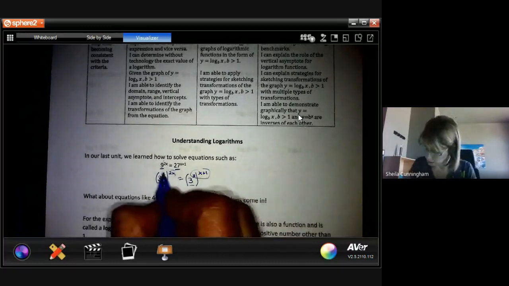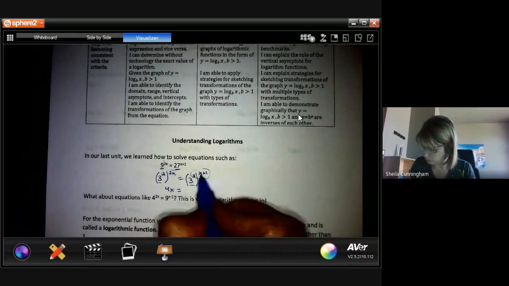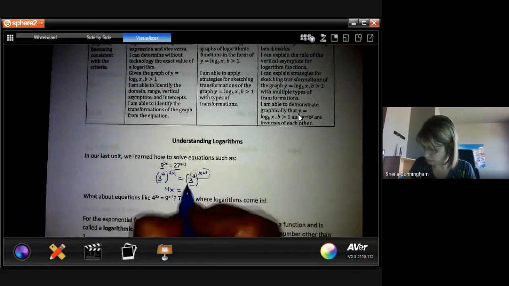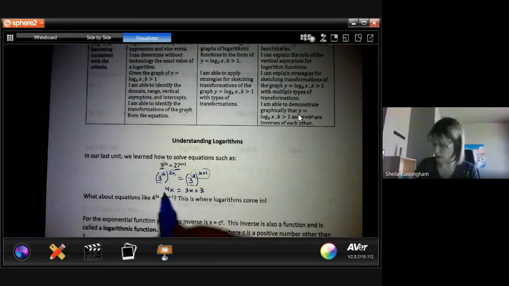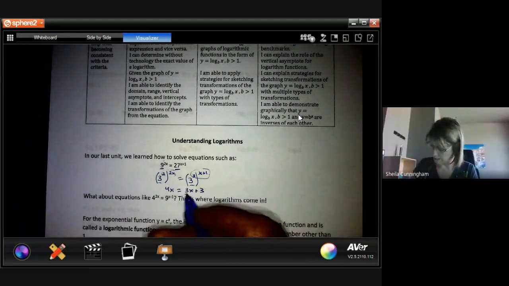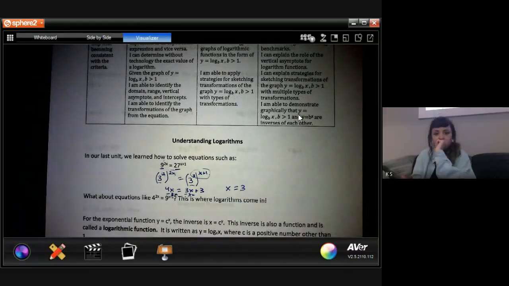And we would get, well, 2 times the 2x would have given us 4x. And we would have had on this side 3 times the x plus 1, which would have given us 3x plus 3. So then at that point, you would solve for x. You would gather your x's together. So I would subtract the 3x over, and I would get x is equal to 3 in answer.